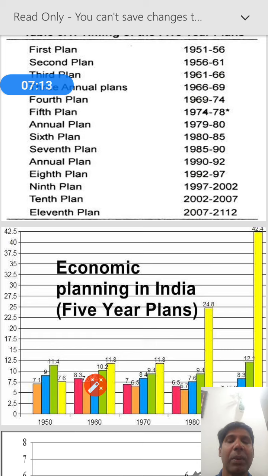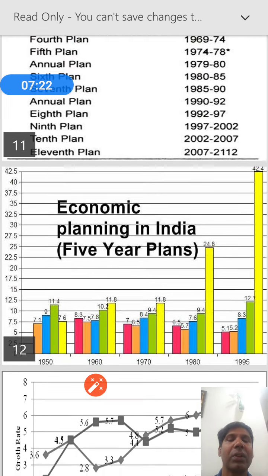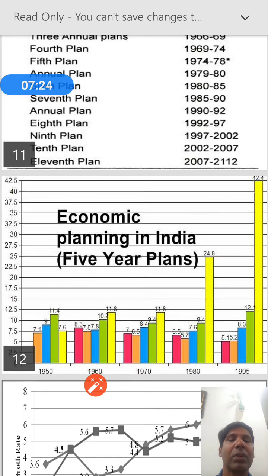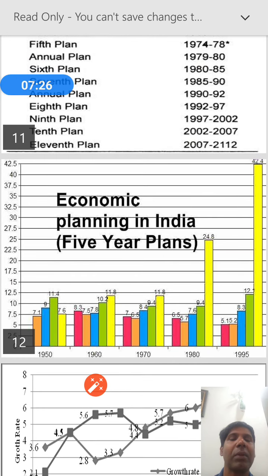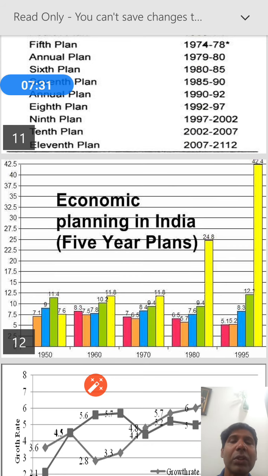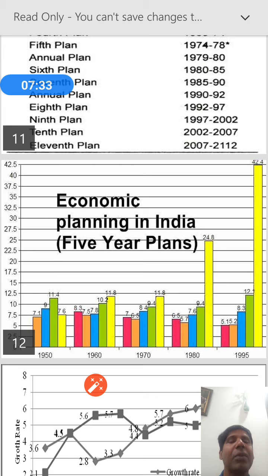Then the next plans were 90 to 92. The 8th plan was 92 to 97, and the 9th plan was 97 to 2002. The 10th plan was 2002 to 2007. The 11th plan was 2007 to 2012. And the 12th plan was from 2012 to 17.